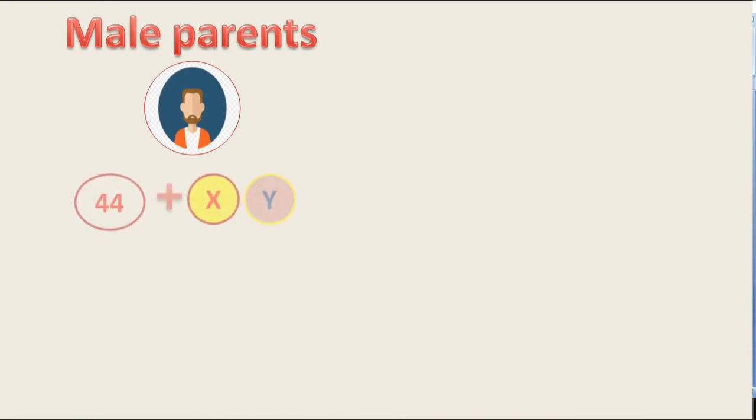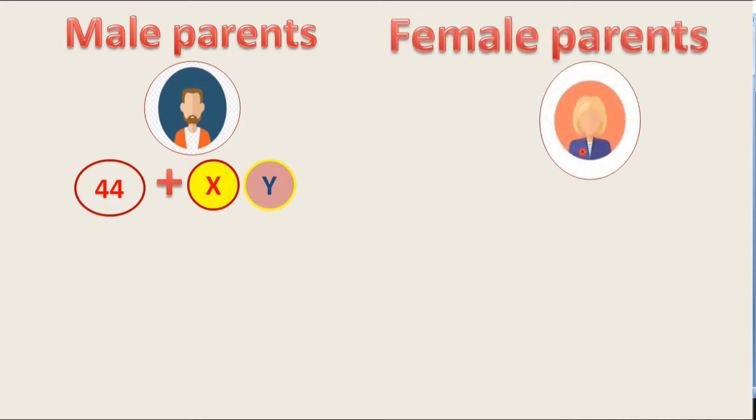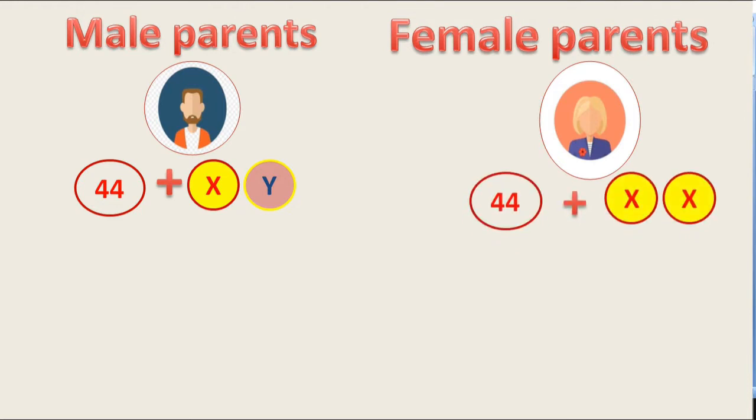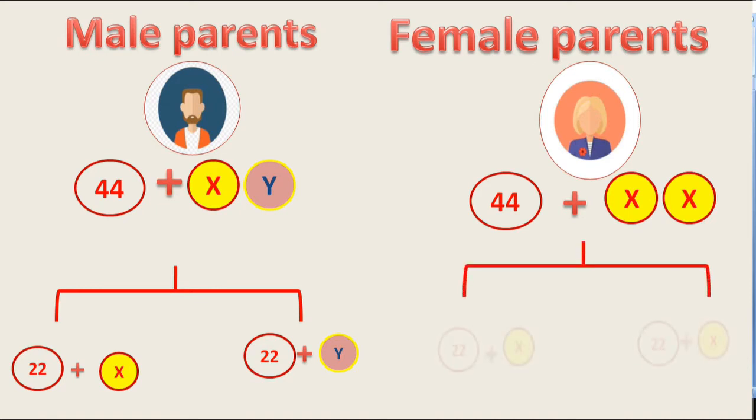Male parents have chromosomes 44 plus XY. Female parents have chromosomes 44 plus XX. These parents produce gametes by meiosis cell division. Gametes produced by the male are 22 plus X and 22 plus Y. That is, heterogametes are produced. Two types of gametes are produced. By the female, only identical gametes are produced. These are represented by 22 plus X.